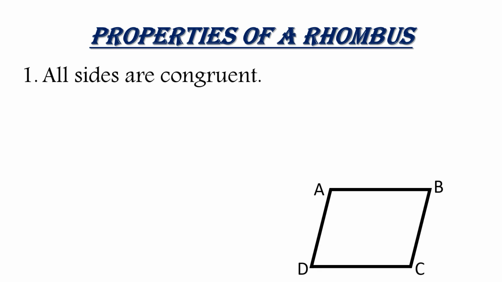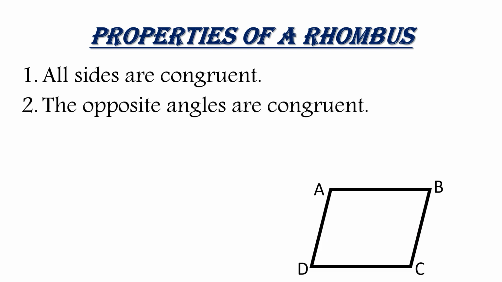Properties of a rhombus. All sides are congruent. Look at this figure. Here side AB, side BC, side CD and side AD are congruent. The opposite angles are congruent. Here angle A and angle C are opposite angles and they are congruent. Angle B and angle D are also opposite angles and they are also congruent.